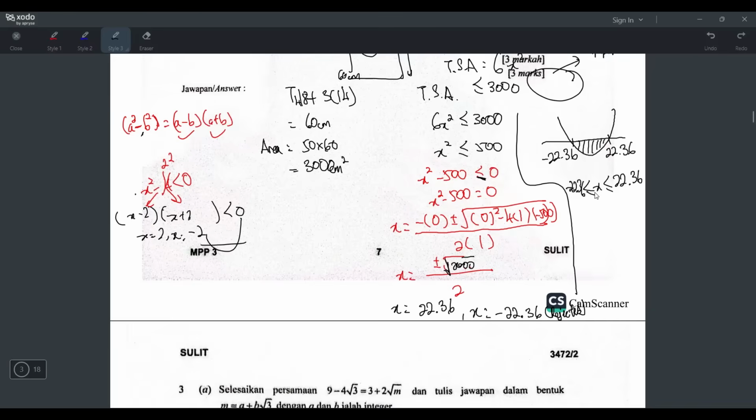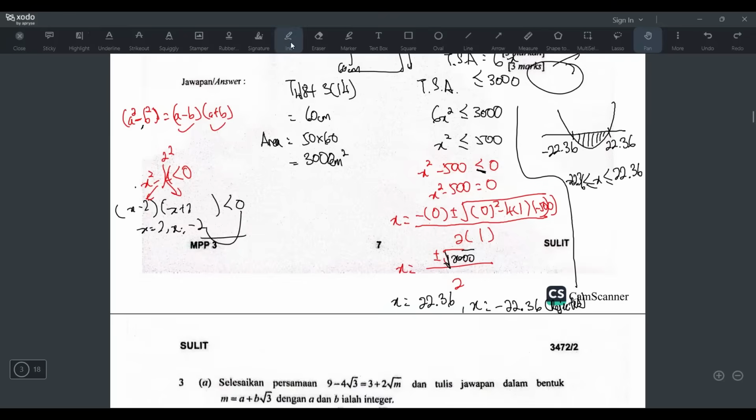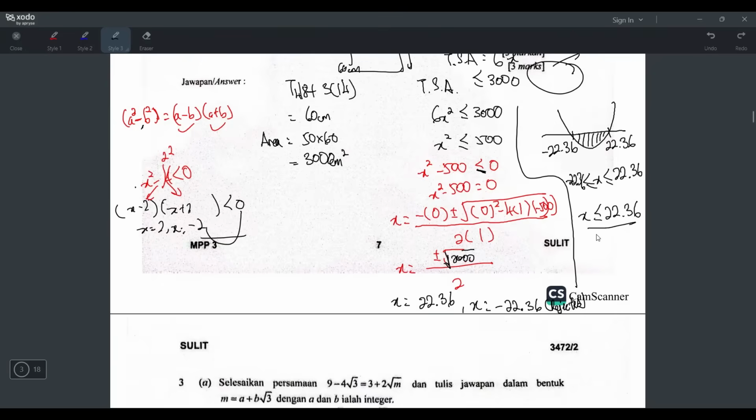But the problem with this is x cannot be negative, because x is the side of the cube. So what I will do is ignore this side. I will just write x smaller than or equal to 22.36. I will just ignore the negative, just reject this one. Let me tell you why. What this means is that your x has to be in between negative 22.36 and 22.36. It has to be bigger than negative 22.36, but smaller than 22.36 at the same time.